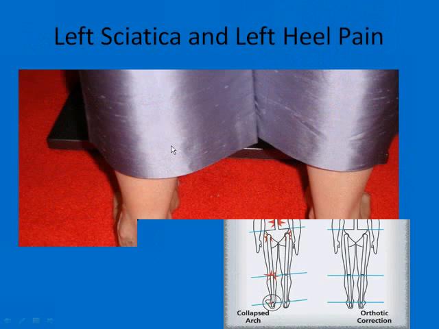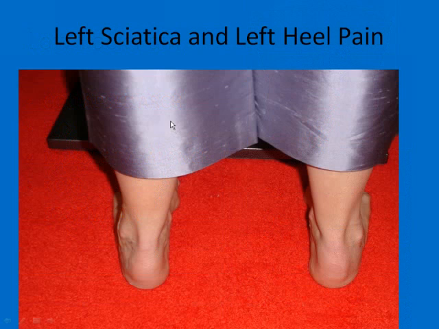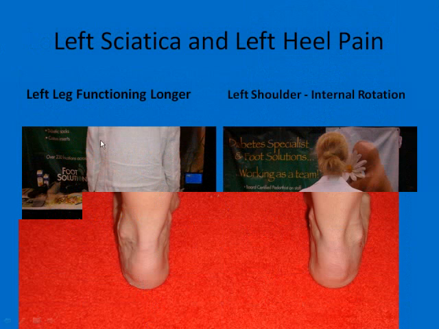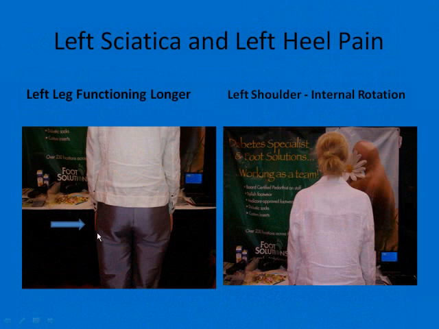This lady came up to me at a diabetic conference experiencing left sciatica, and she has a burning at the lateral posterior aspect of her heel at the insertion of the Achilles tendon, right in the area here. The left sciatica and left heel pain, look at her hip. You can see how the left leg is functioning longer. The left shoulder is internally rotated. You can see the arms hang. So you know there's a disruption that's going on here.